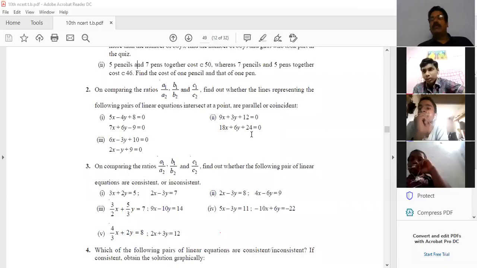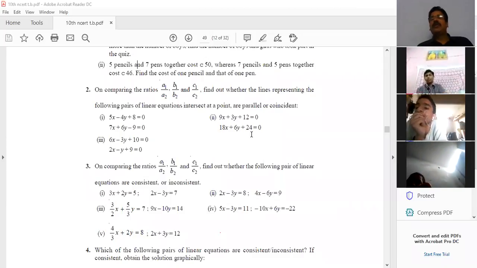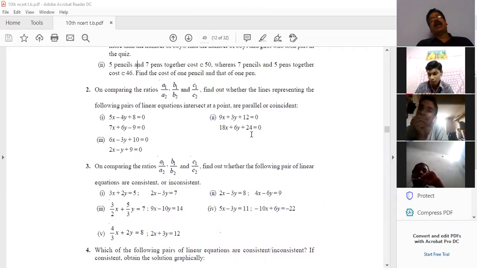All are equal, na? Yes, sir. Coincident, all are equal. Consistent but dependent. Infinitely many solutions. Very good. Now see the third bit.